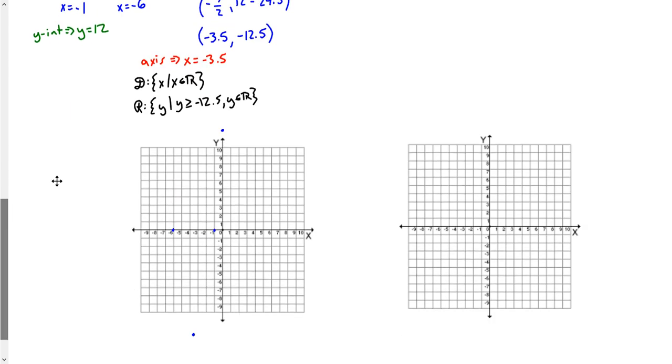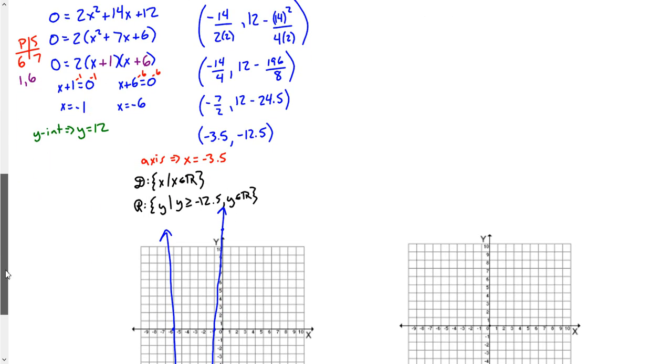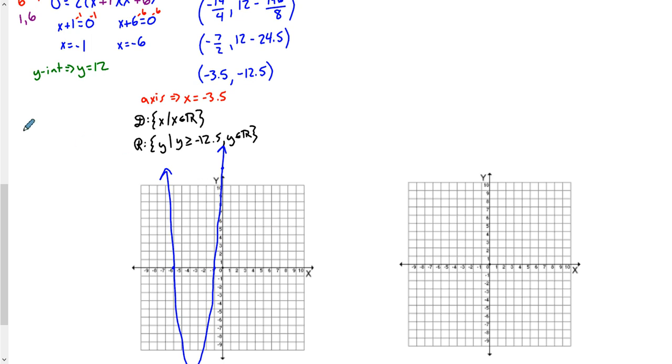Our axis of symmetry, we don't have to sketch, but we can graph our parabola. You know it's going to be going up. Add our arrows. And because that a value is actually 2, and the 2 is greater than 1, this would be considered to be a relatively narrow parabola.